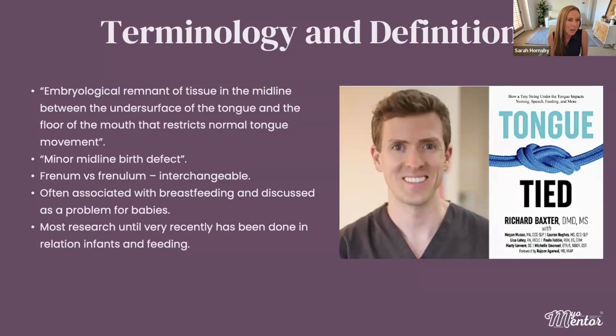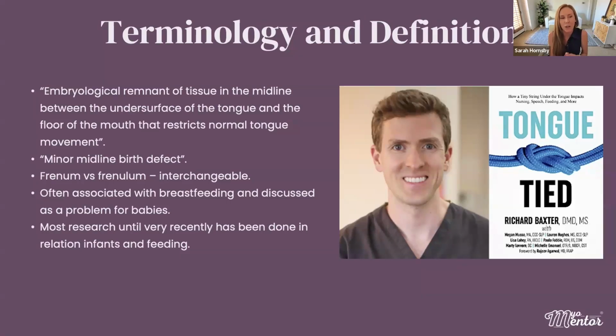And so when people are asking, well, what is a tongue tie? You might hear us talk about it as a minor midline birth defect. It's really an embryological remnant of tissue at the midline on the bottom of the tongue, and it connects the tongue to the floor of the mouth. And in some people, it's too short, too tight. It's not functional. It's usually associated with breastfeeding issues, and it's discussed as a problem for babies.